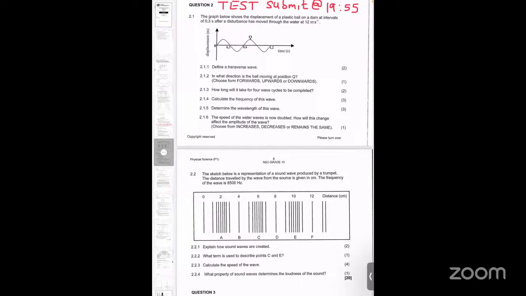Okay, 2.2, obviously given a sketch there, you will need to read through the given information or that statement, look at that sketch and then attempt those questions from 2.2.1 to 2.2.4.